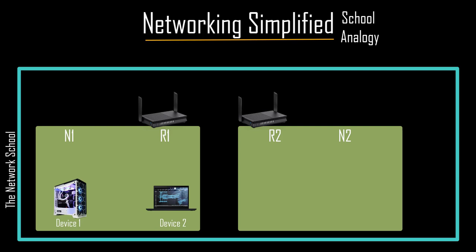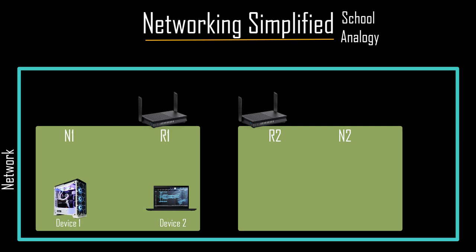So the outer blue line that you see here is there for a reason. The outer blue line is the perimeter of your school, okay? So we're going to call it a network. You can also imagine this as the boundary of your network at your home, where you would have a wireless Wi-Fi connection. So that's your network.